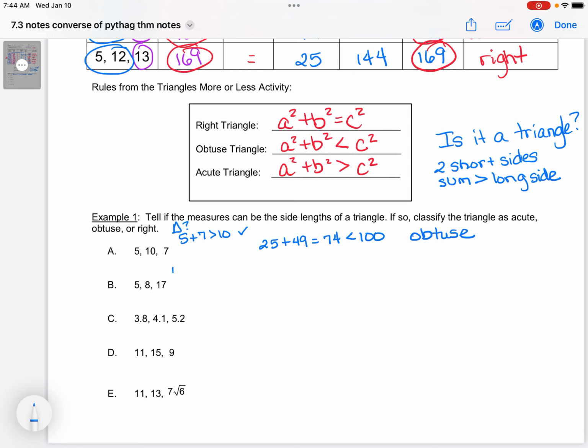So the first thing we're doing is, is it a triangle? 5 plus 8 has to be greater than 17, and it is not, so it's not a triangle. So that's the first thing to do, because if it's not a triangle, don't even bother with the rest.